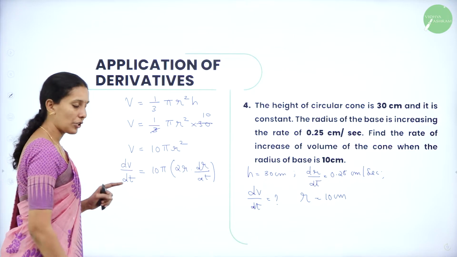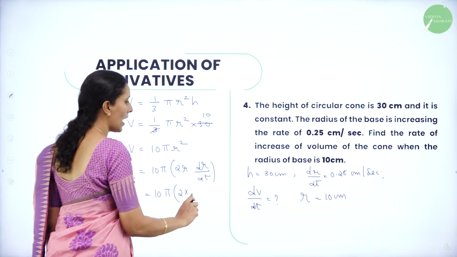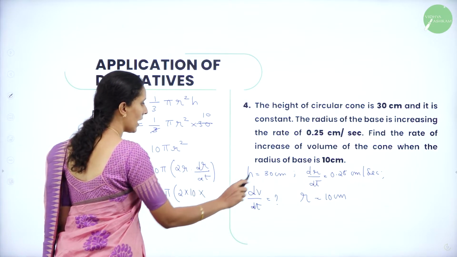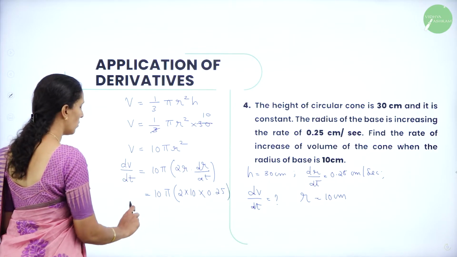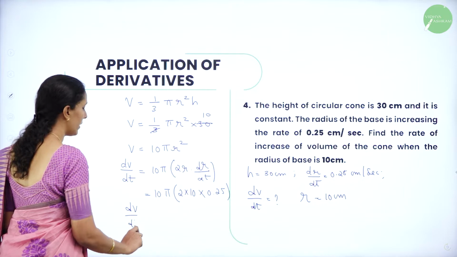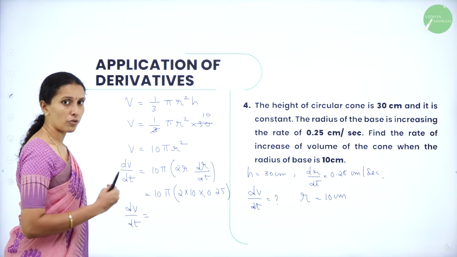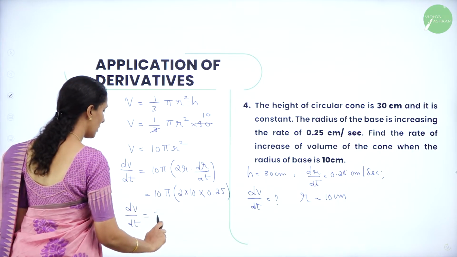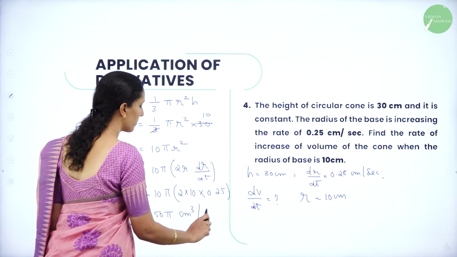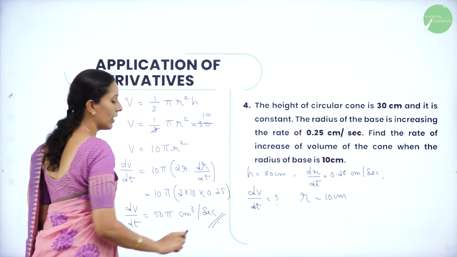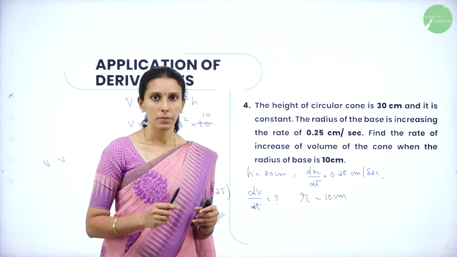Now we need to calculate the change in volume, that is 10 pi into 2 into r, which is given as 10, and dr/dt is given as 0.25. So when you multiply this, dV/dt is equal to 20 into 0.25, that is 1/4th of 20, which is 5, and 5 tens are 50. So you will get 50 pi centimeter cube per second. This is the rate of change of volume when the radius is 10 centimeter.